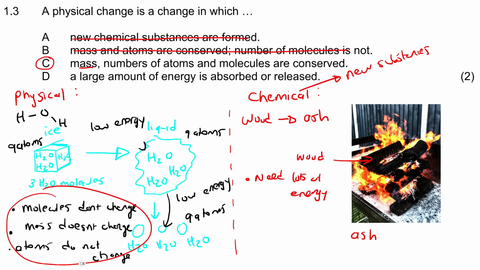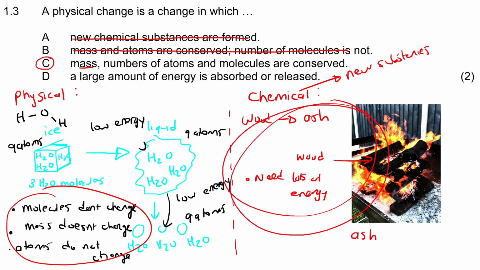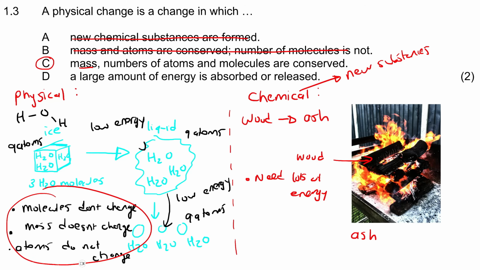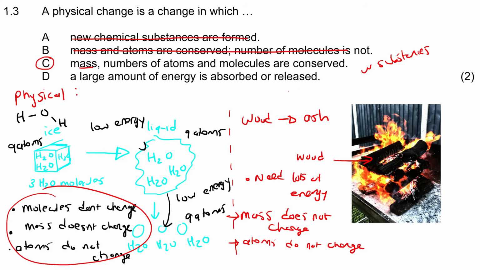Okay. And let me just quickly talk to you guys about this one in terms of mass, atoms, and molecules. So mass is always conserved, whether we are looking at physical or chemical. That is a universal property. Mass does not change. Atoms also do not change. That is a universal property. Atoms do not change. Okay. Now let me quickly show you what happens with molecules, because they can change in a chemical reaction.